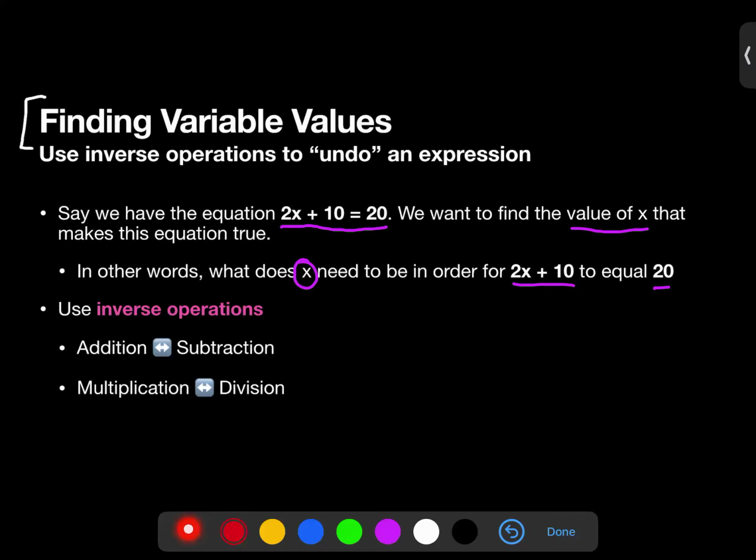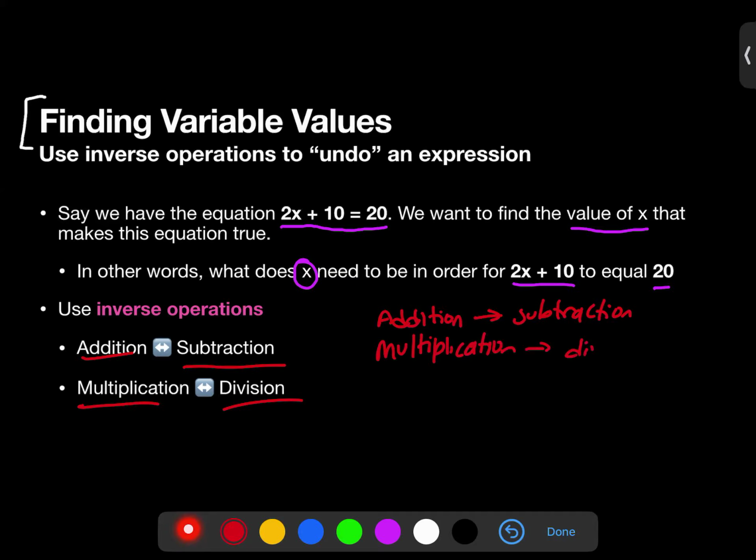So this is when we use something called inverse operations. So addition and subtraction are inverses, and multiplication and division are also inverses. So the inverse of addition is subtraction, and the inverse of subtraction is addition, and the inverse of multiplication is division, and the inverse of division is multiplication.